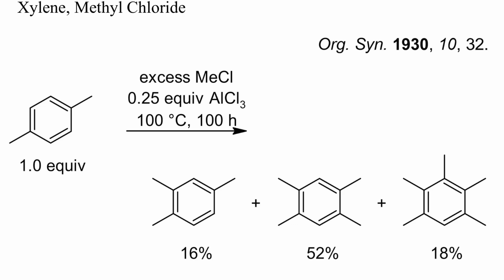Let's check some examples of alkylations with alkyl chlorides. Even with an excess of alkylating reagent, no exhaustive peralkylation occurred here.